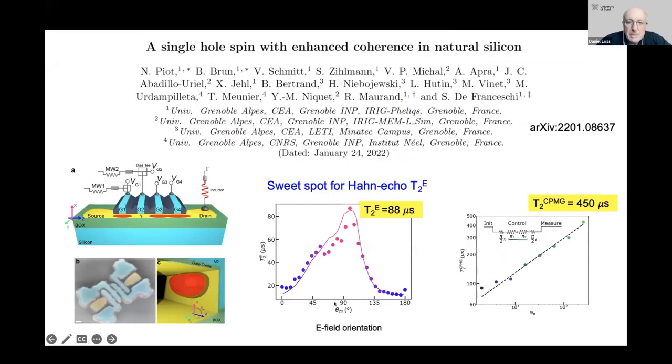And very recently, an experiment by the Grenoble group confirmed this theory prediction and showed that indeed, as a function of the electric field, as shown here, the T2 time could be increased by almost a factor of 10 by changing the orientation of the electric field and also the strength. So this is all very exciting developments, and we think actually the sweet spots can be further improved in this type of setup.